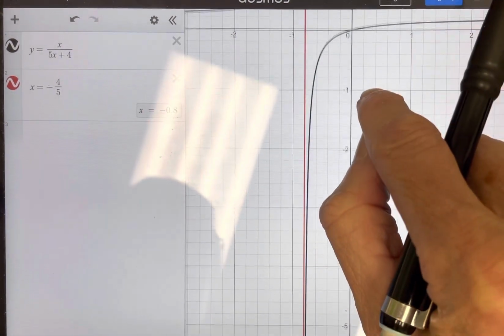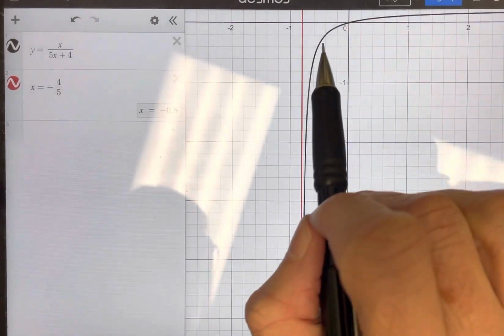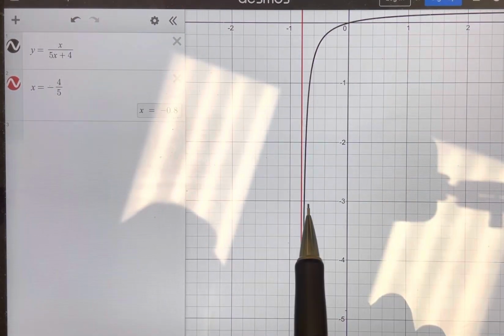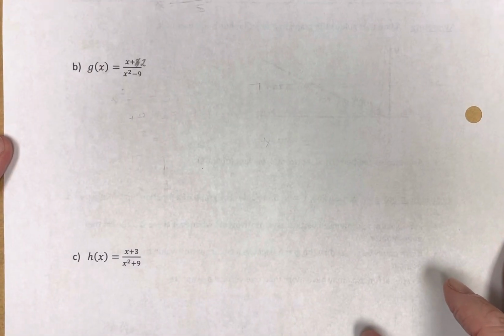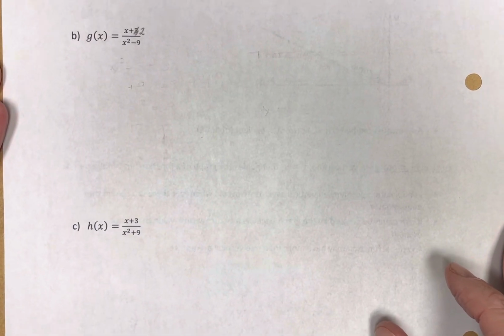And the same thing as it comes in from the right here, it's getting shaped by this vertical line. It's never going to touch it, though it's getting closer and closer and closer. Okay, let's look at a second example. I had to correct my paper, so pardon me for that.